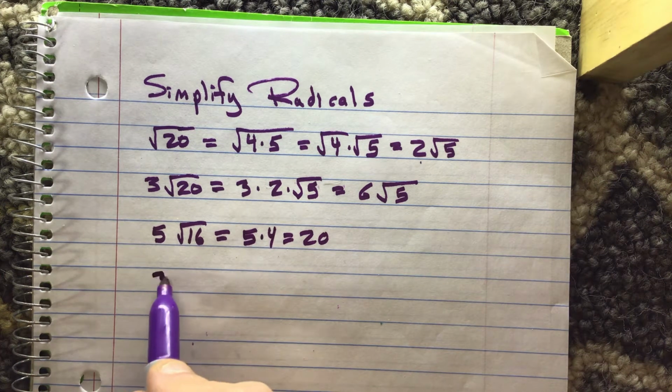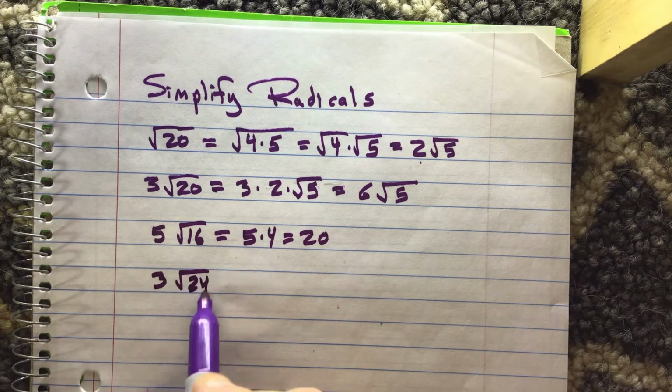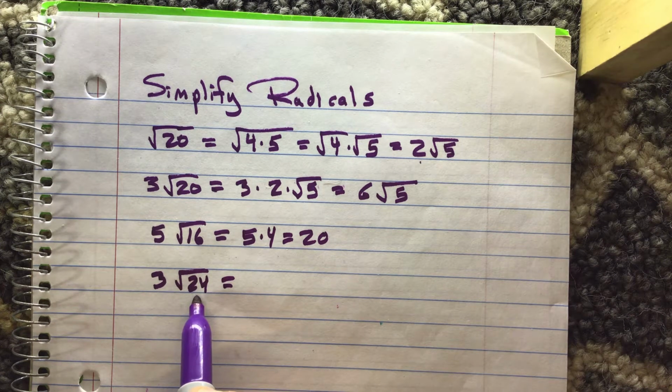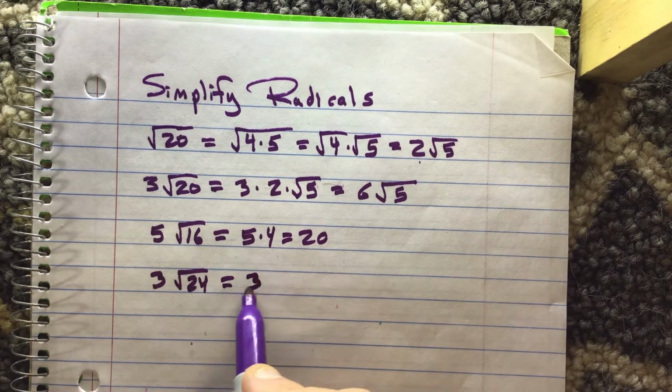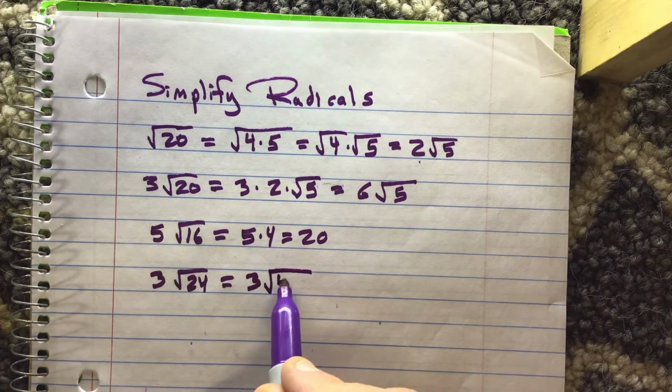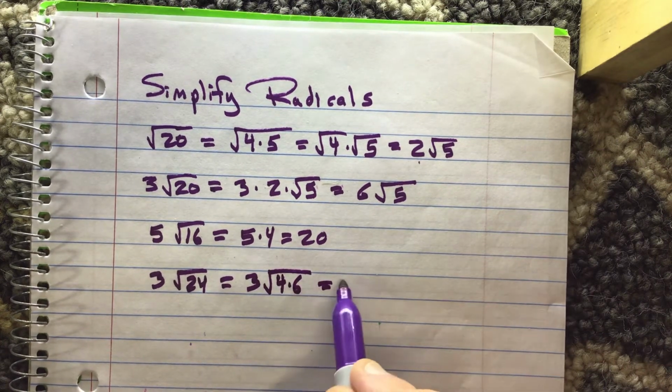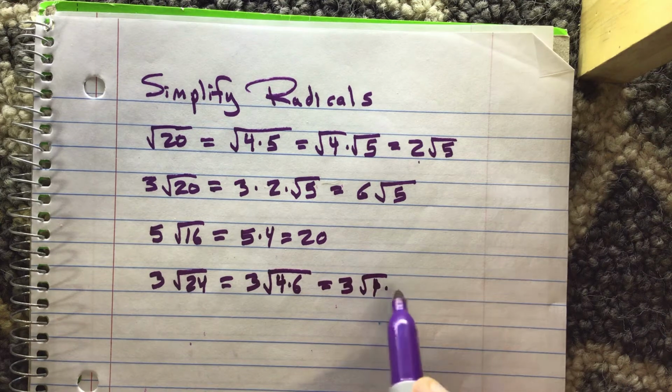Another example would be like 3 times the square root of 24. So you want to try to break this into a perfect square. We know that this equals 3 times 8, but 3 is not a perfect square and 8 is not a perfect square. We also know that this equals 4 times 6, and 4 is a perfect square. So you could say 3 times radical 4 times 6. And of course, this can be broken into separate radicals. So 3 radical 4 radical 6.